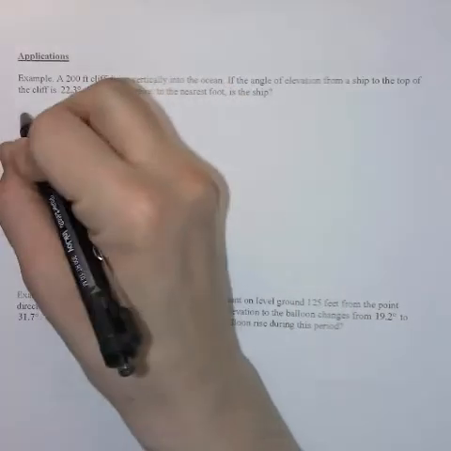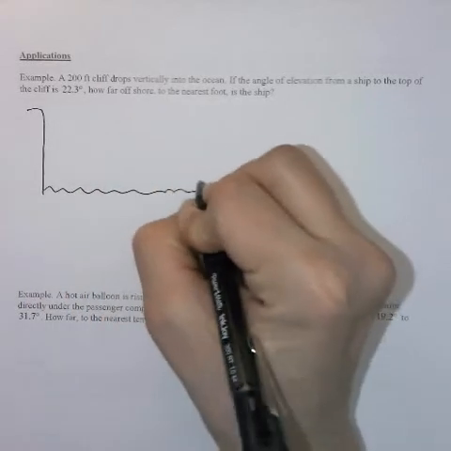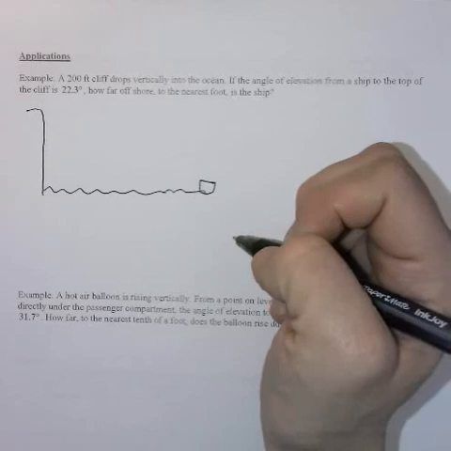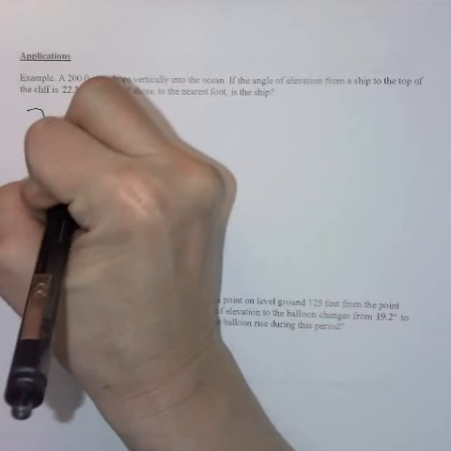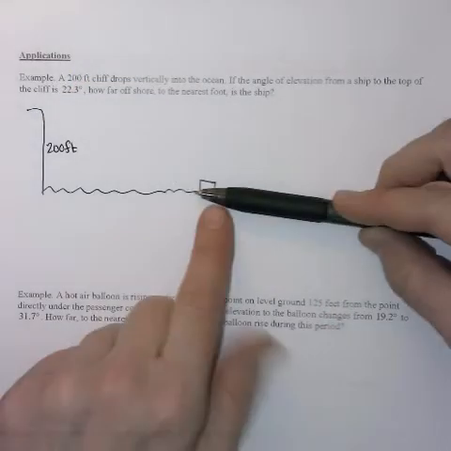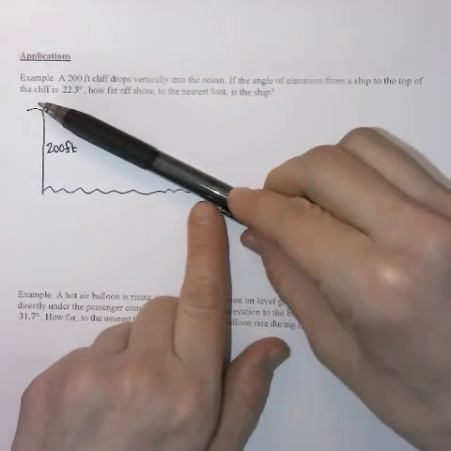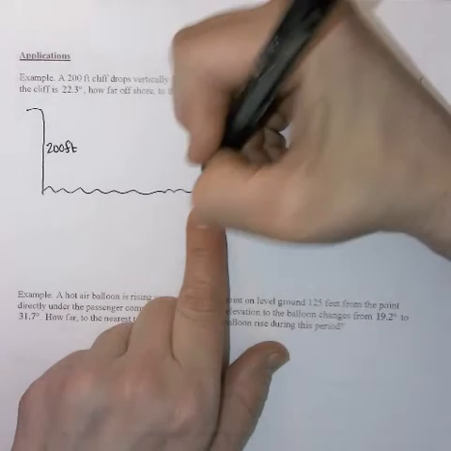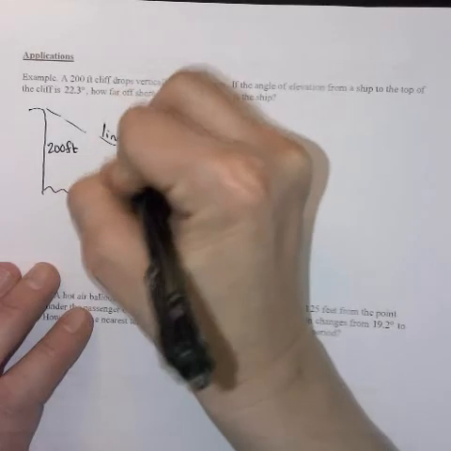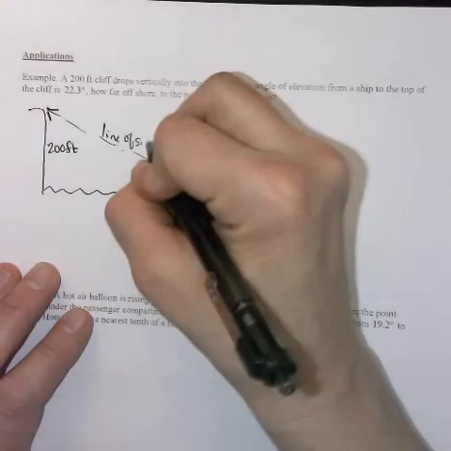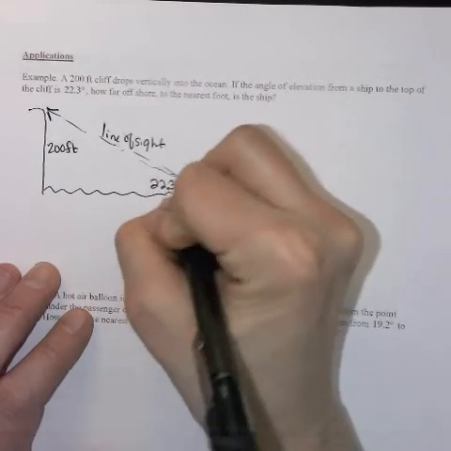So we have this cliff and then we have the ocean, right? And there's a ship out here, and we know this is a 200-foot cliff. And then if we're sitting on the ship and looking at the top of the cliff, the angle of elevation is 22.3 degrees. So this is our line of sight. Right, and we're looking this way. So we are talking about this angle being 22.3 degrees.